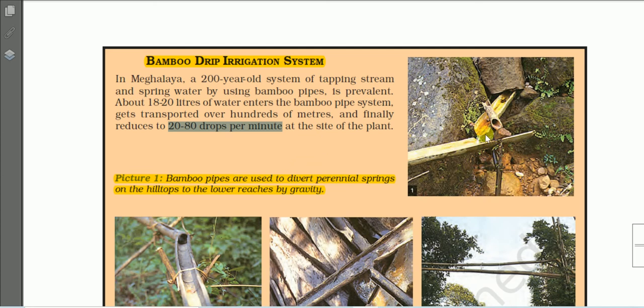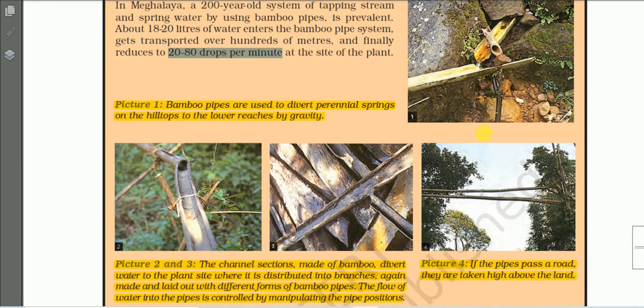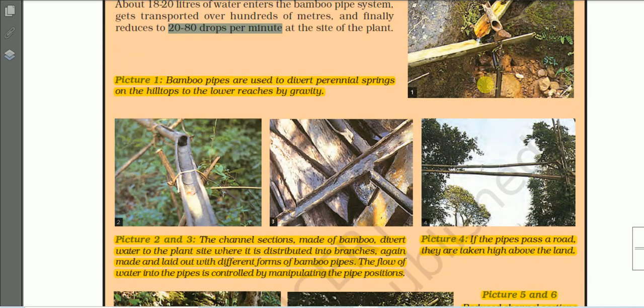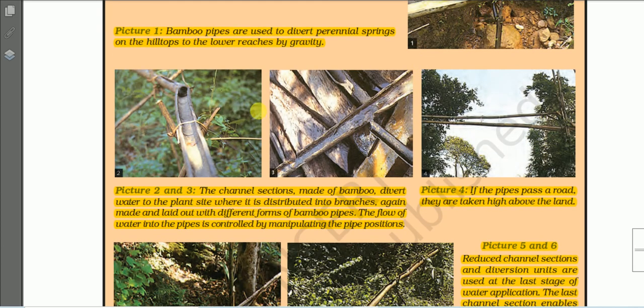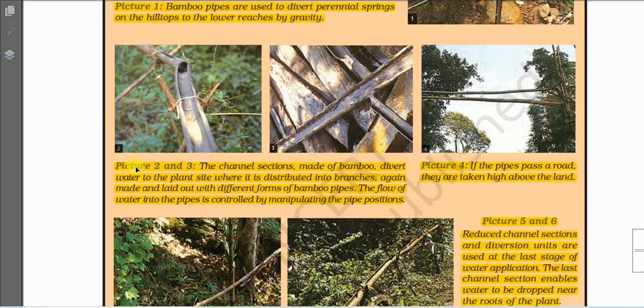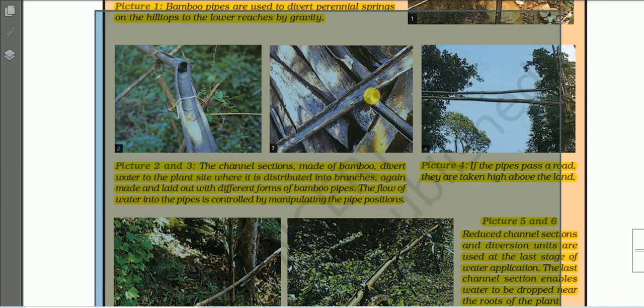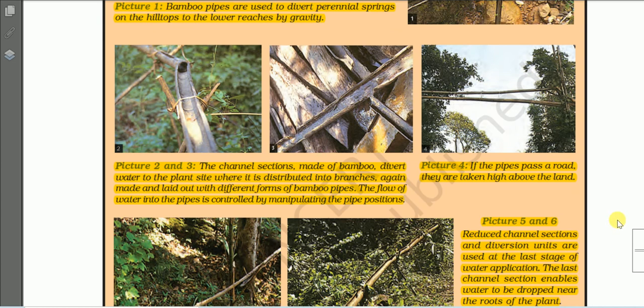That means here there will be a lot of leakages, as you see here. Just see the photograph. This is number 1. Then here, this is number 2. Here in picture 2 and 3, the channel sections made of bamboo divert water to the plant site where it is distributed into branches, as you are seeing here. Again, made and laid out with different forms of bamboo pipes. The flow of water into the pipe is controlled by manipulating the pipe positions.